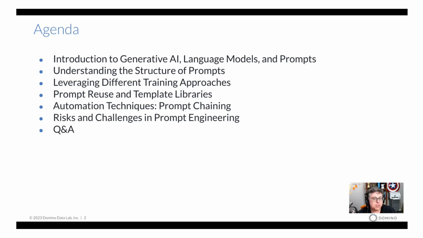And then we'll start into automation techniques around something called prompt chaining that will then allow us to utilize some different toolkits, specifically LangChain, and we'll see how we can use those in Domino. Finally, we'll round it out with some risks and challenges that you need to be aware of in prompt engineering. Lastly, we'll have a question and answer session.